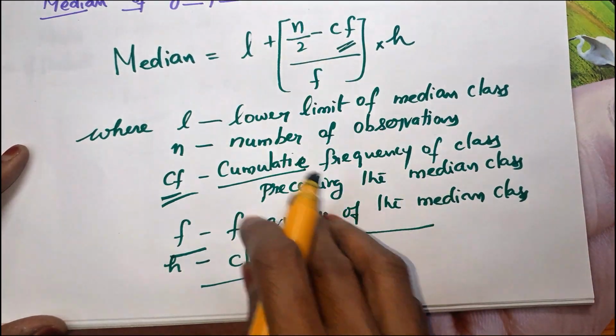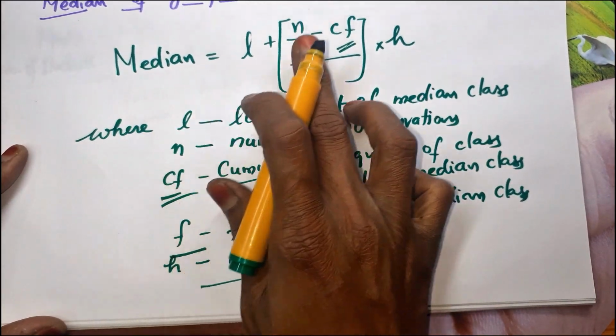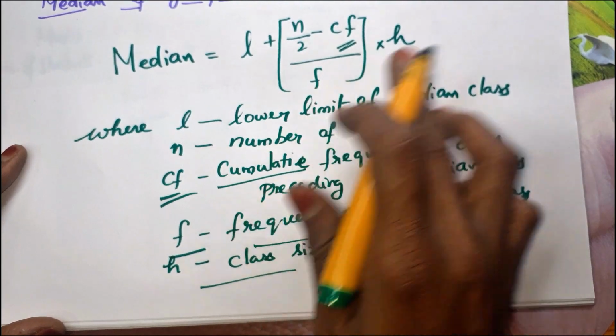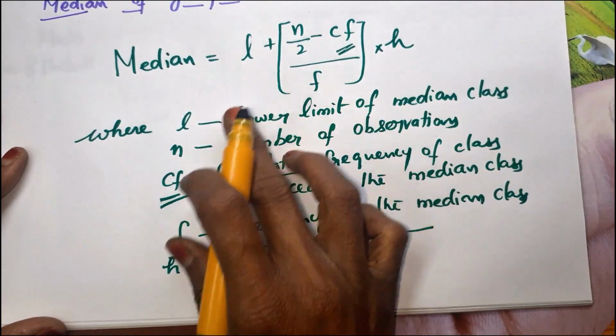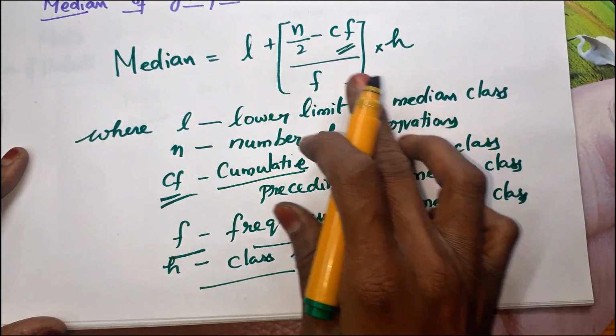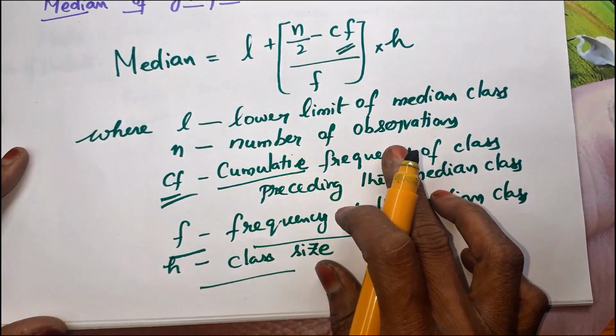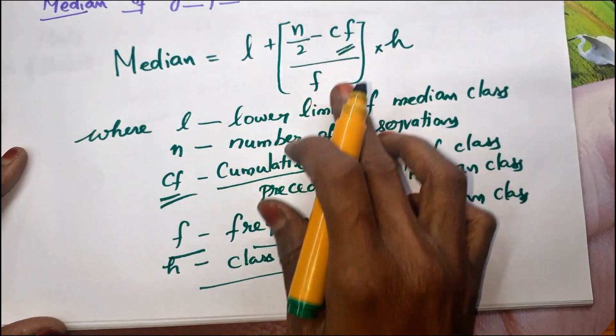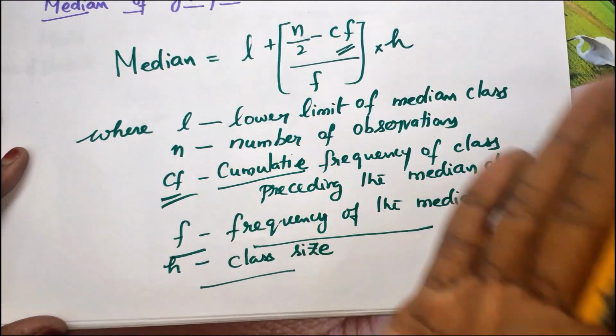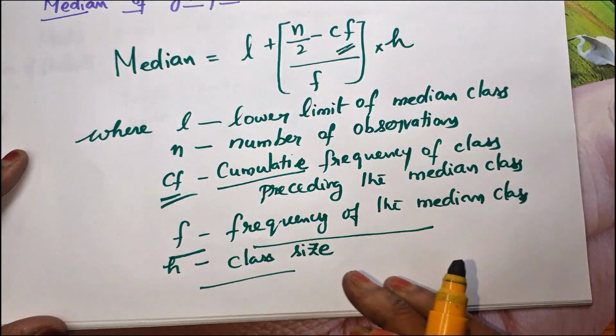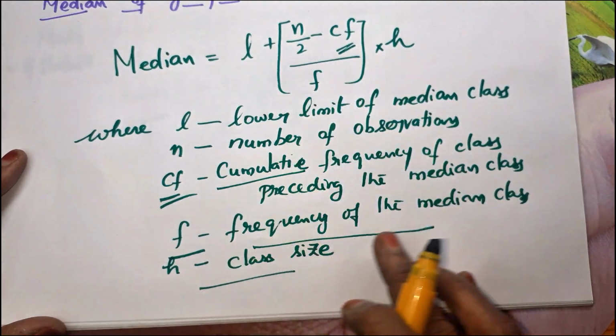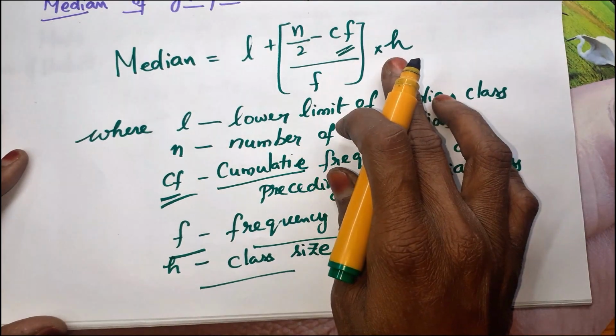I repeat the formula. Median is equal to L plus n by 2 minus CF, by F, into H, where L is the lower limit of the median class, n is the number of observations, and CF corresponds to the cumulative frequency preceding the median class, and F is the frequency of the median class and H is the class size.